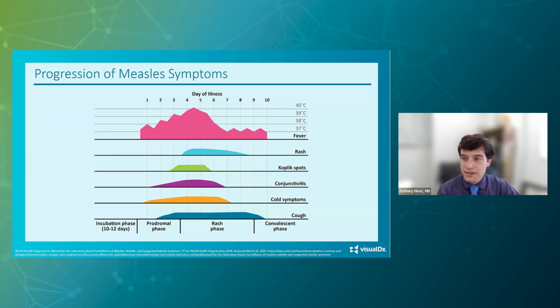So following a 10 to 12-day incubation period, patients will usually develop fever and URI symptoms in what's called the prodromal phase, for the next 4 days. And then around day 4, they'll develop the more classic measles rash. And then they'll be in the rash phase for the next 3 or 4 days, and then the symptoms will convalesce. Now we're going to cover each of these phases in a little bit more detail.